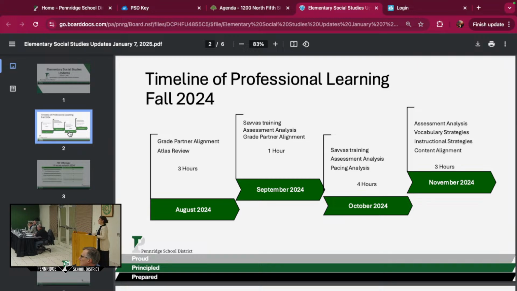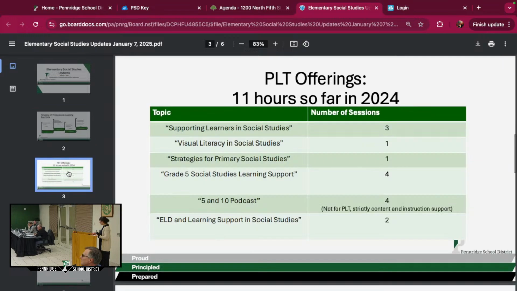They're different from these hours, which are the PLT offerings. So the PLT offerings are your professional learning time that's outside of the school day or outside of the calendar time that's already scheduled for in-service or professional learning. There have been 11 hours so far for PLT offerings. For example, we ran sessions on "Supporting Learners in Social Studies." These are all the titles in quotes. "Visual Literacy in Social Studies."